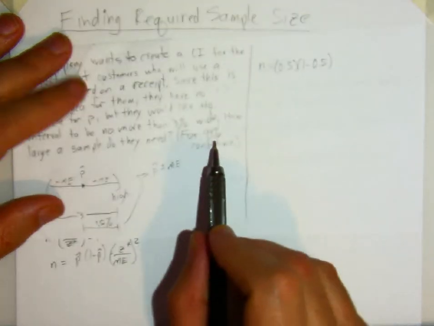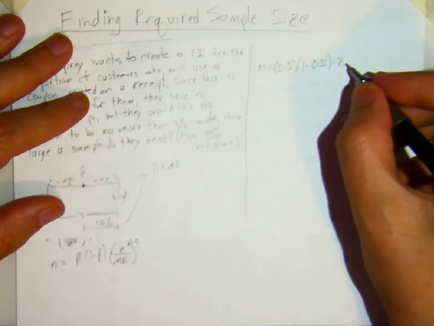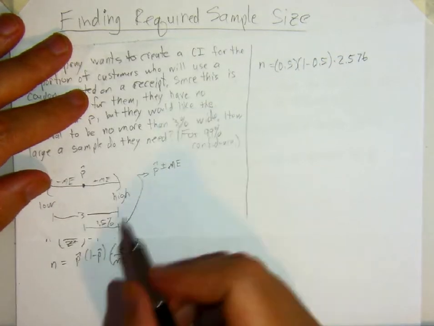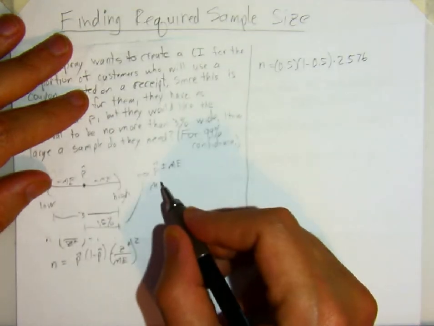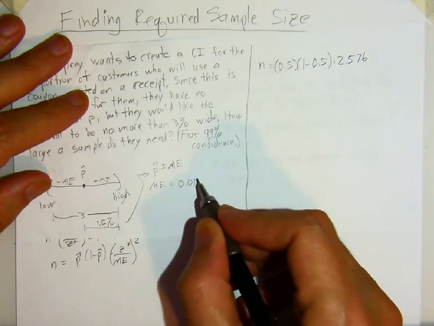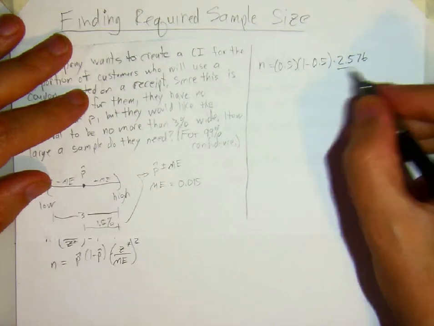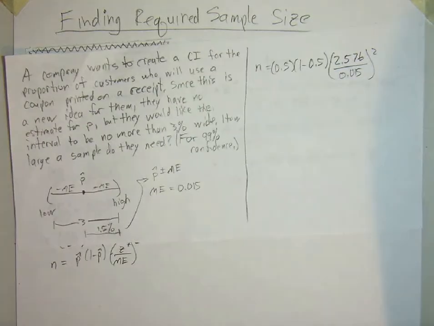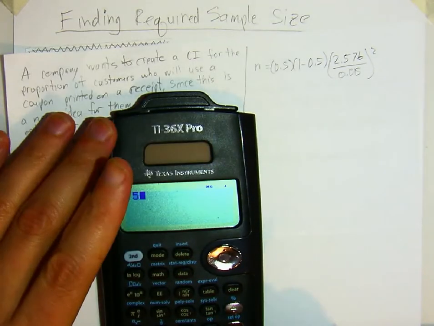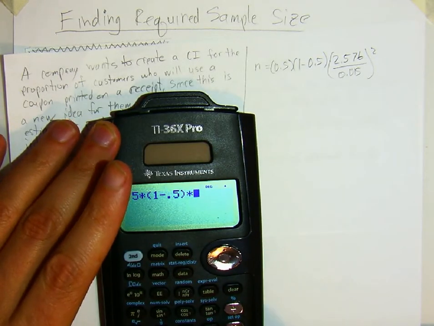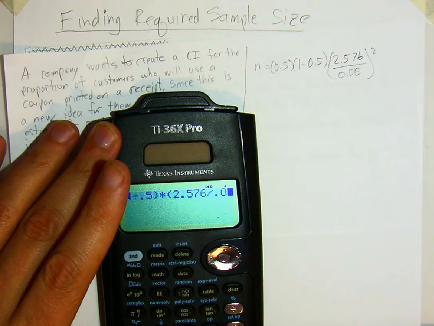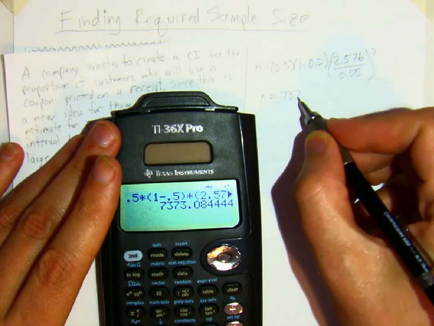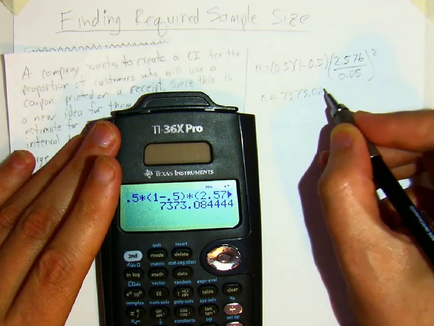Z star for 99% confidence is 2.576, and the margin of error is 1.5%, 0.015. Put that all into your calculator, and you get n equals 7373.08444.